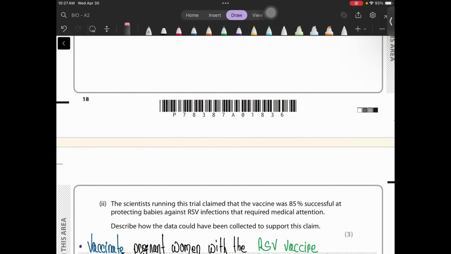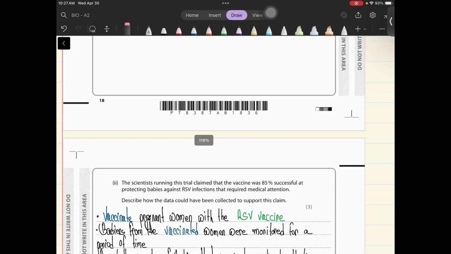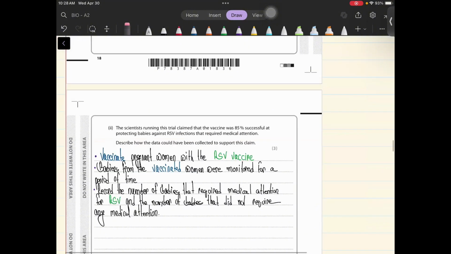So it's a question about data collection. How we're going to collect this data is you vaccinate the women that were pregnant, you monitor the babies of the vaccinated women over a period of time, and then you record the number of babies that needed medical attention, and the number of babies that did not need medical attention, and you can find the number that needed medical attention divided by the total times 100. This is what I've written over here for data collection.